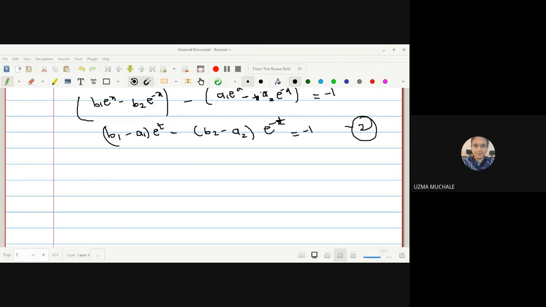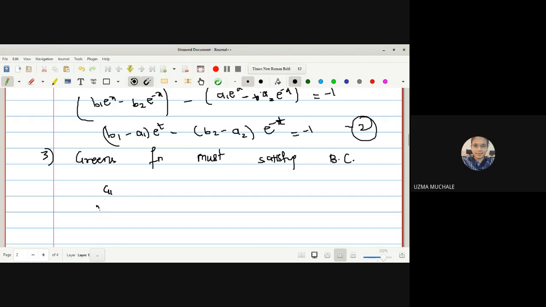Now what is the last condition? The Green's function must satisfy the boundary conditions. So what we can write now? g1 must satisfy the first boundary condition, y of 0 is equal to y dash of 0. g2 satisfies the second boundary condition, y of l plus lambda y dash of l equal to 0.